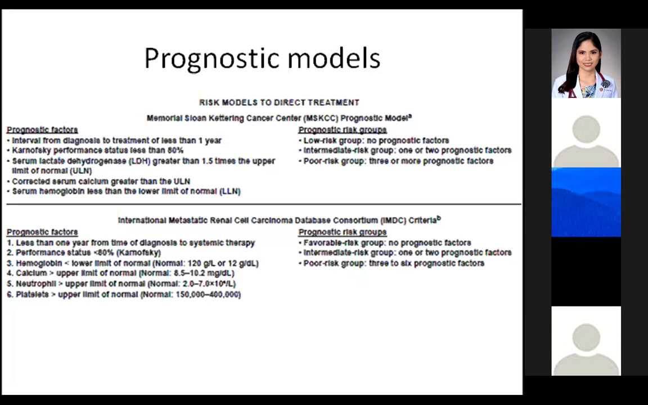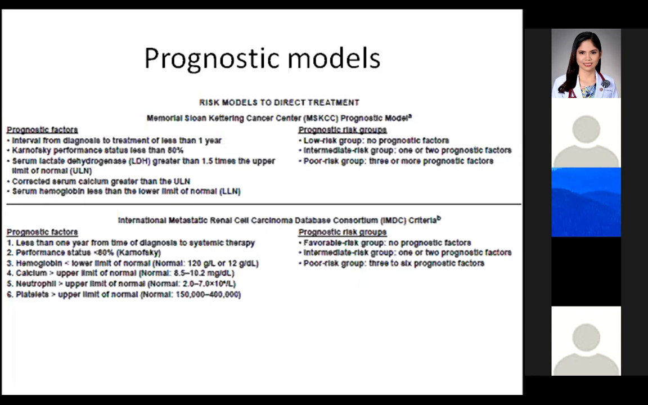So patients with none of these factors are low risk or with good prognosis. Pag 1 or 2 factors are present, intermediate risk, and pag 3 or more, poor risk. Yung sumunod na natin prognostic model is the IMDC or Heng's model, derived from retrospective study ng patients with metastatic RCC treated with VEGF-targeted therapy, yung sunitinib. So the analysis identified 6 clinical parameters. They stratified into favorable, intermediate, and poor din.